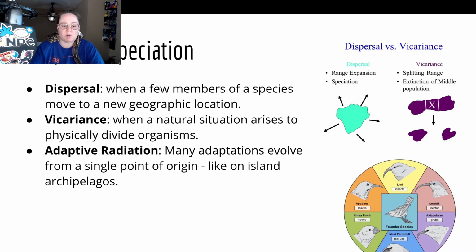Vicariance is basically when a natural situation arises to physically divide the organism. So like I said, vicariance is splitting the range. For instance, it may not even be geographical, but there might have been a middle population that was bridging the two populations here, and they went extinct, and now they're completely cut off from each other in that way. Another one could be an earthquake. All of a sudden there's a gap, and now physically they can't go over the gap.